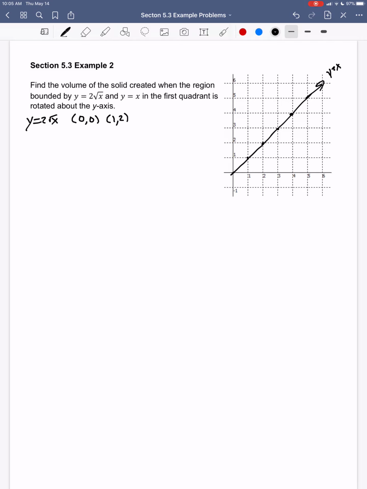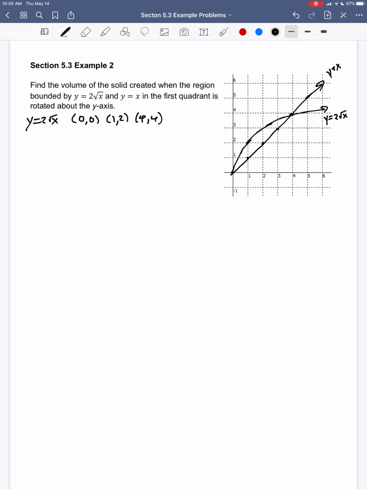for my y-coordinate. And I don't want to plug in 2 or 3 because I don't know their square roots, but if I plug in 4 for x, the square root of 4 is 2, and 2 times 2 is 4. So we get the points 0, 0, 1, 2, and then 4, 4. And so it's going to look something like this. Now we can see that those are points of intersection.